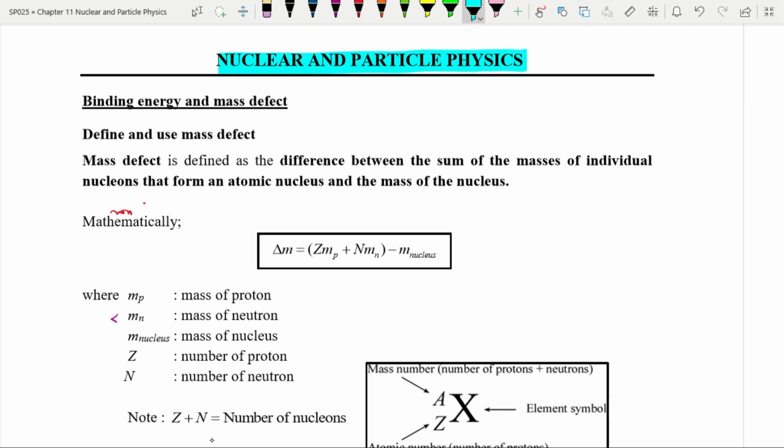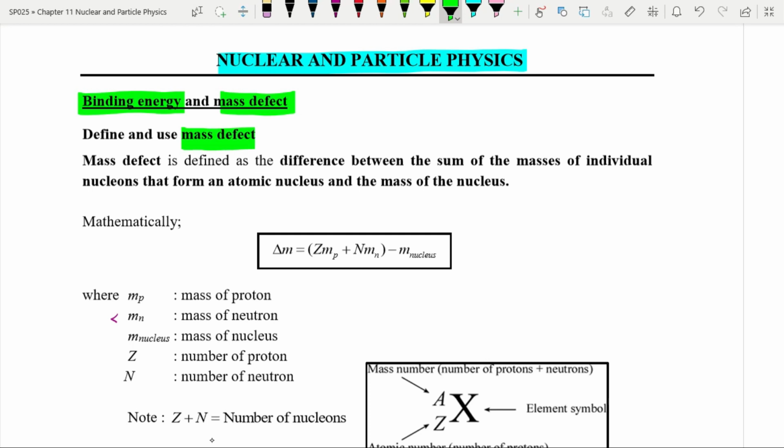So first, we're going to look at the definition of binding energy and mass defect, related to the nucleus of an atom. So what is mass defect and what is binding energy? Let's look first at the definition of mass defect. So what is mass defect?